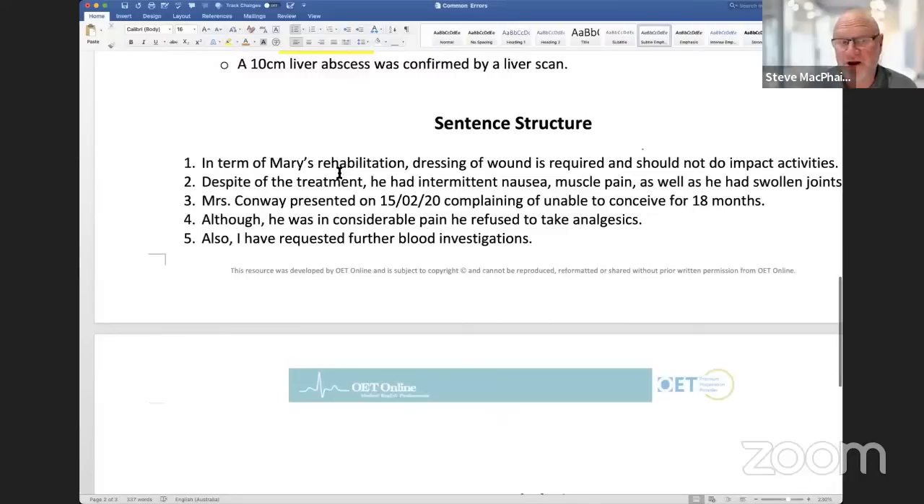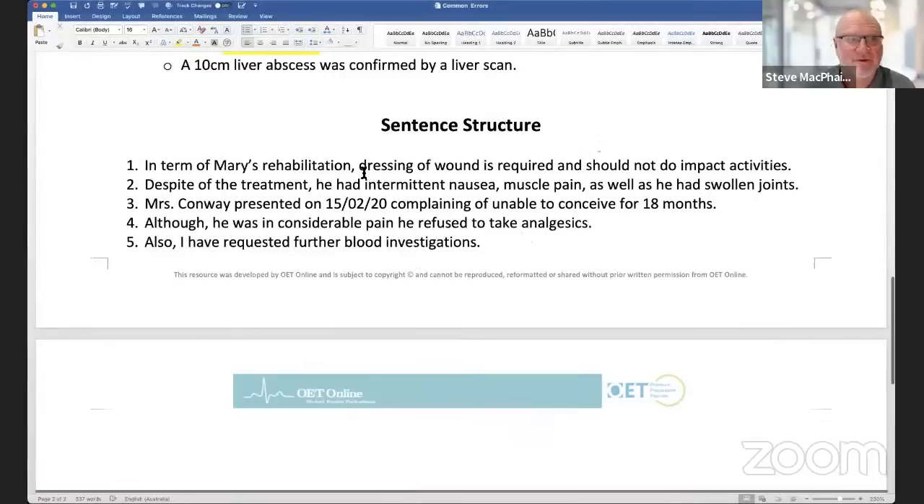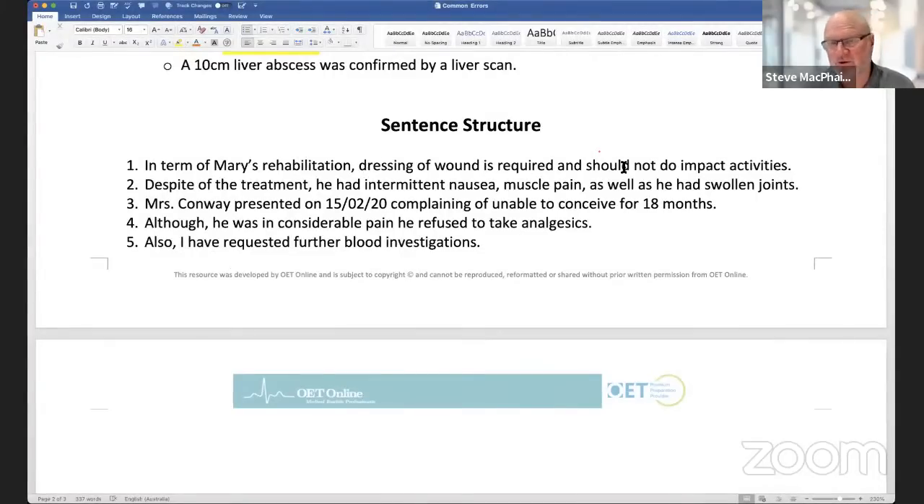In terms of Mary's rehabilitation, dressing of the wound is required and should not do impact activities. Can you spot it? This is a very common error. In terms of Mary's rehabilitation, dressing of the wound is required and should not do impact activities. So we've got our adverbial phrase. Oh, in terms of, maybe that's an error, isn't it? In terms of, there's one. In terms of Mary's rehabilitation.